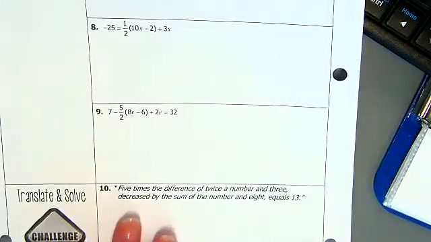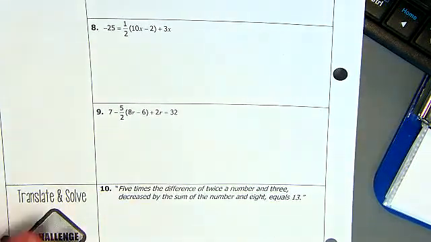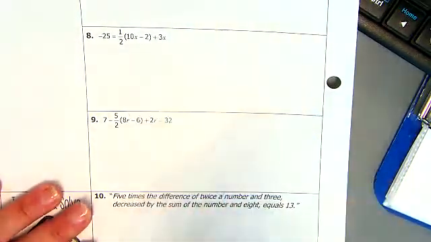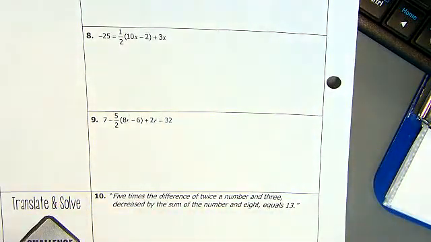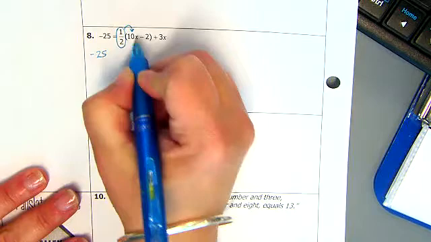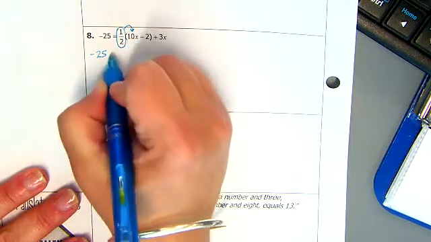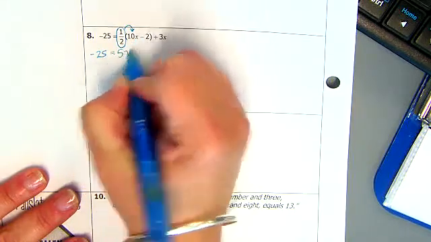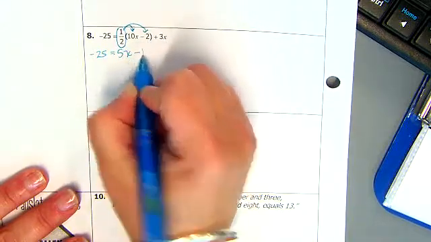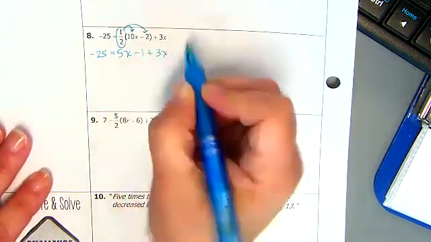Flipping it over, moving on to some other problems on the back now. I'm going to jump down to 8. For number 8, I chose this one obviously because of the fraction. Multiplying this through, bring down the negative 25, so I have half of 10x, that's going to give me 5x. Half of negative 2 is negative 1 plus 3x.